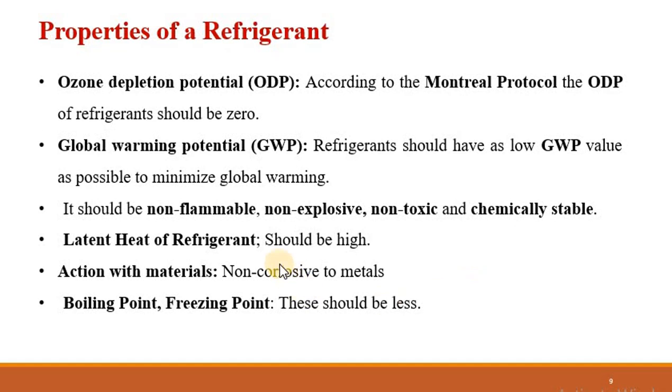Now we come to the properties of refrigerants. This is a very important topic because the properties not only cover physical or chemical properties, but also the environmental and safety properties. So first we come to ozone depletion potential, ODP. According to the Montreal Protocol, the ODP of any refrigerant should be equal to 0. Global warming potential, GWP. The GWP value of any refrigerant should be as minimum as possible.